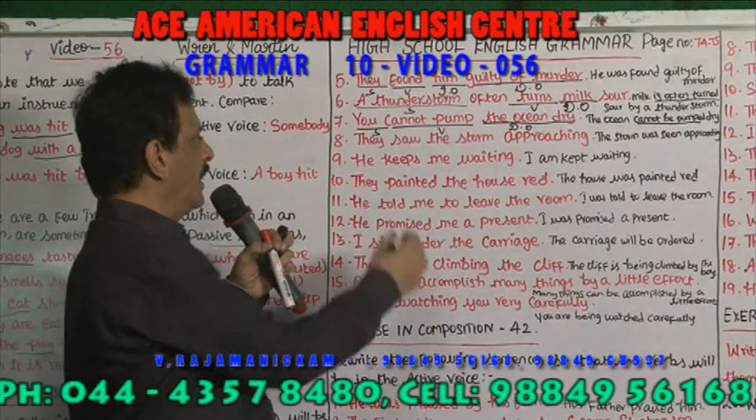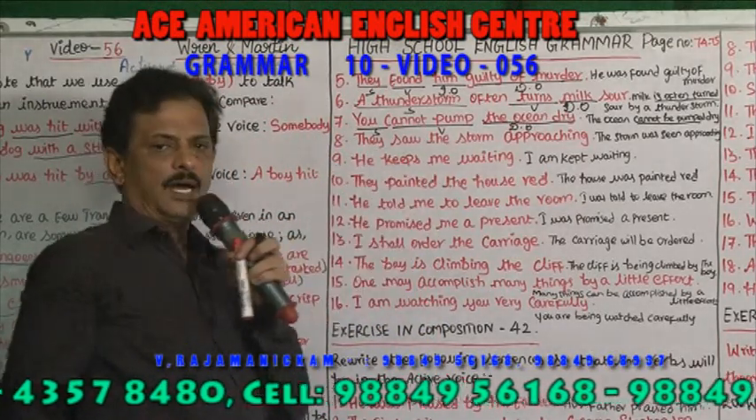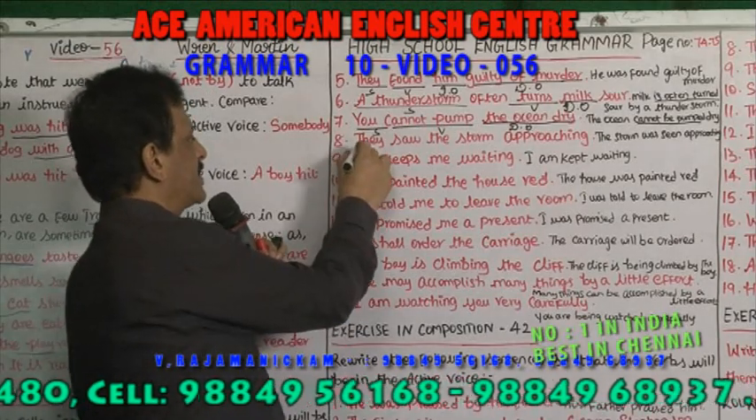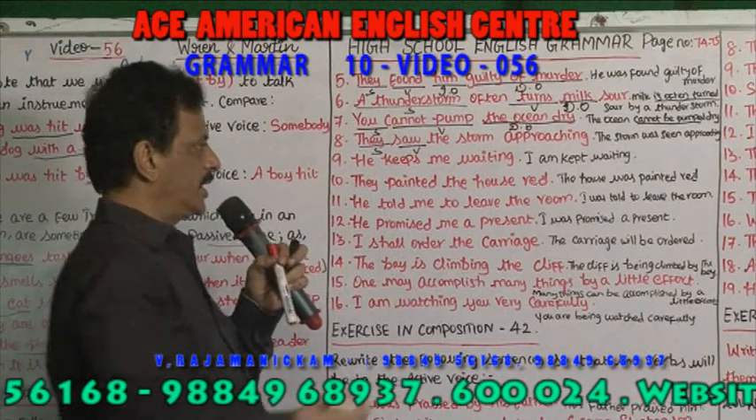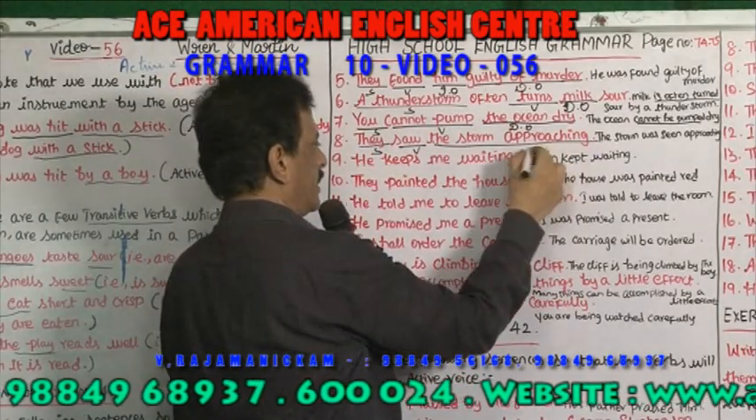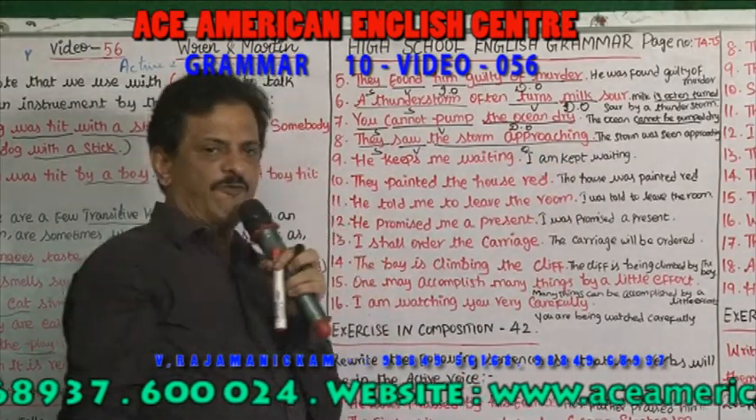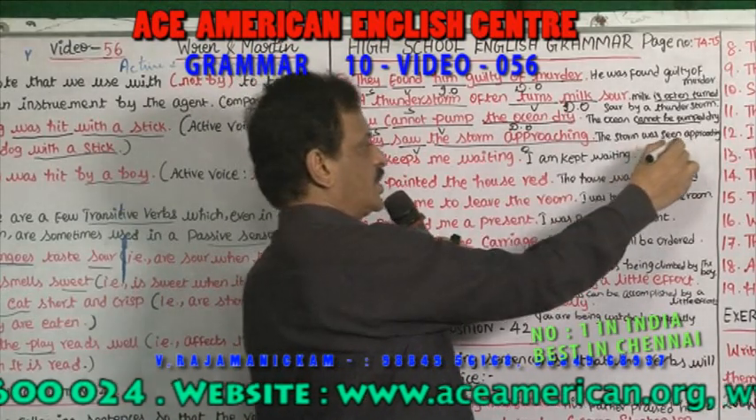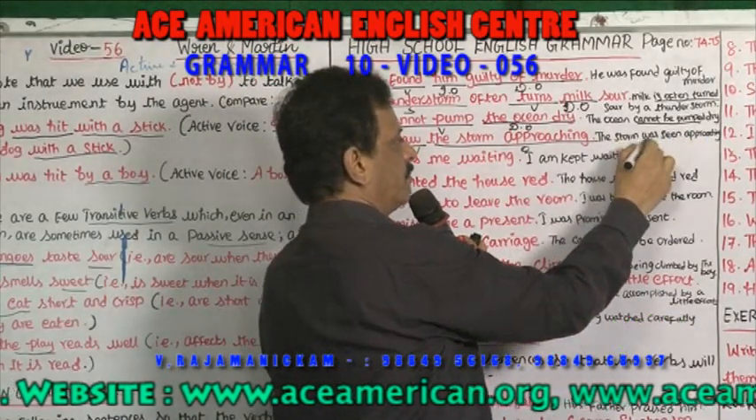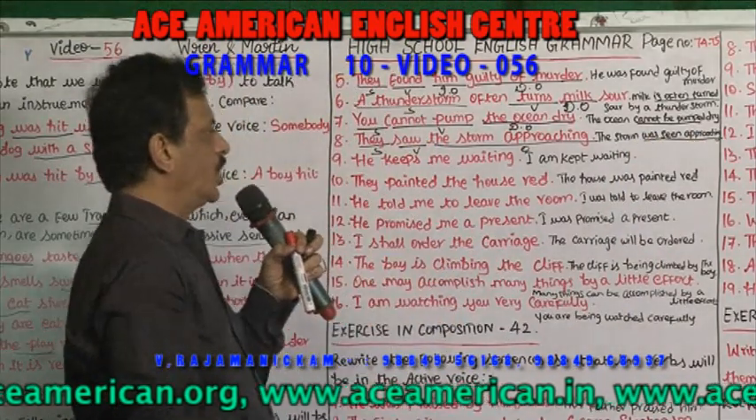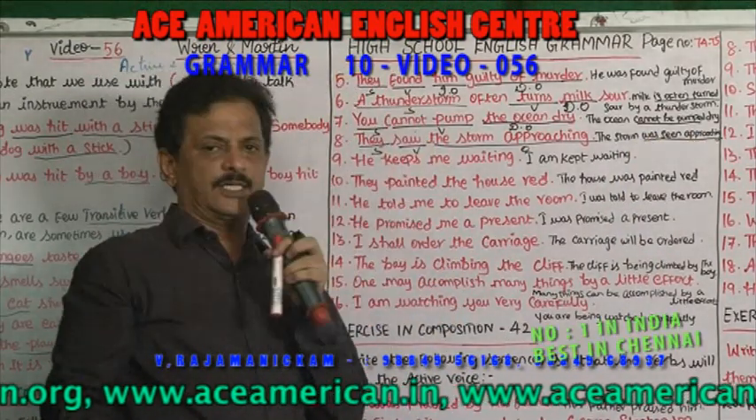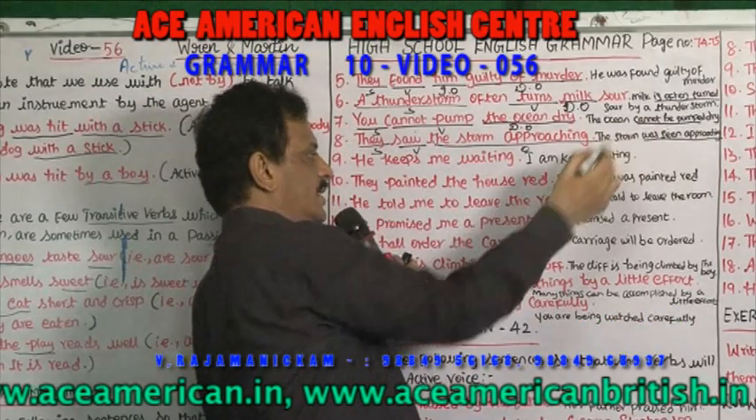Now coming here, they saw the storm approaching. They become subject. Saw becomes the verb. What do they see? The storm approaching. It becomes the object. So in passive form, the storm was seen approaching. The storm comes as the subject, was seen approaching. So saw is in the past tense, so it is changed into was seen.